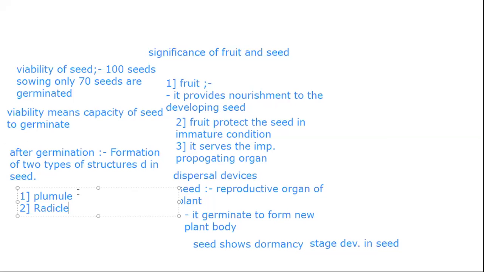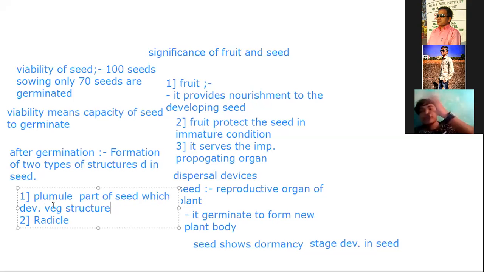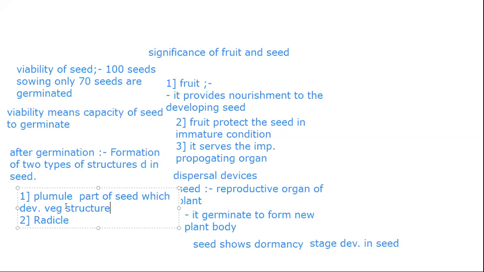So what is meant by the plumule? Plumule is the part of the seed which develops vegetative structures. काय सांगितलं? Which develops vegetative structures. Vegetative structures म्हणजे काय, त्याच्यामध्ये काय म्हणायचं, roots, stem, branches and leaves. Okay, so this is collectively called the vegetative structures.